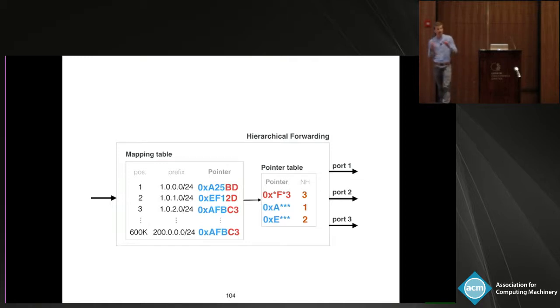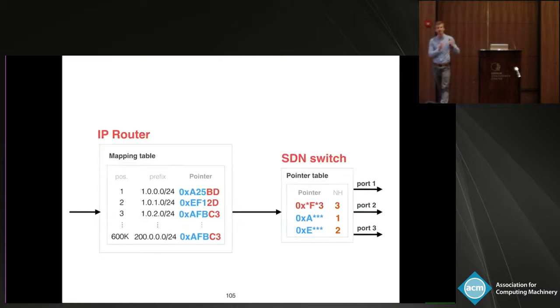To do that, we take our hierarchical forwarding table, and we put the mapping table in the IP router, and the pointer table in an SDN switch, which is directly connected to the IP router. And then for the pointer, we use the destination MAC address. The destination MAC address has 48 bits, so this is where the 48 bits actually comes from. And then to program the destination MAC address, we use BGP and IRP.